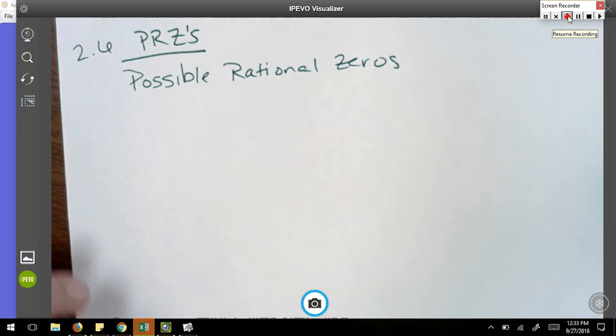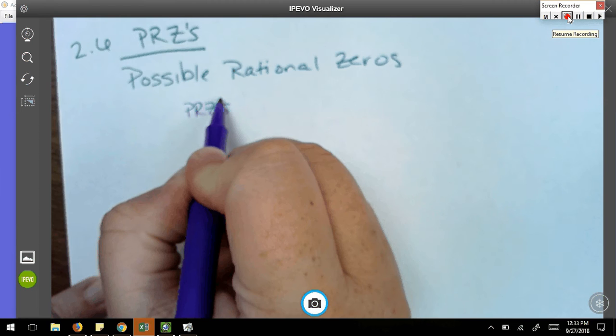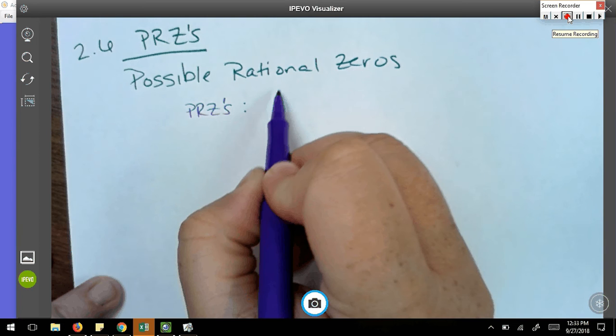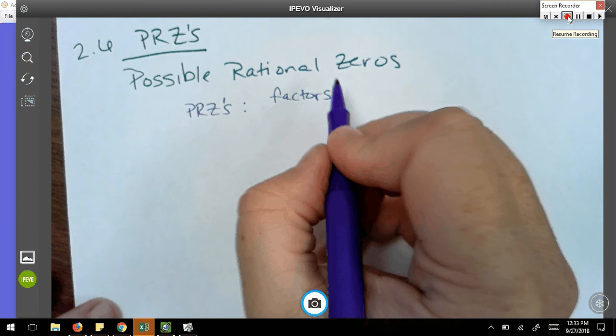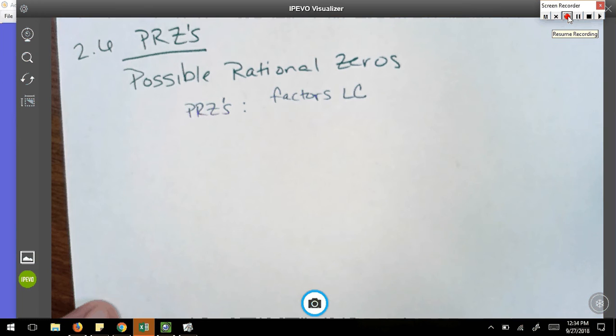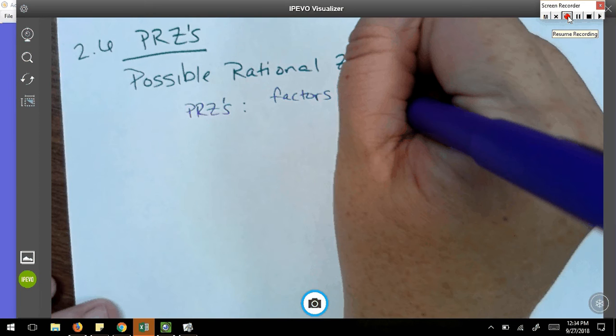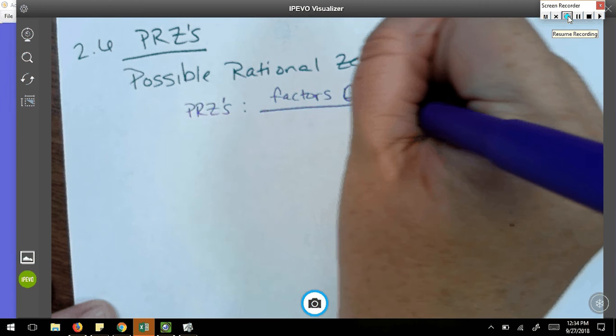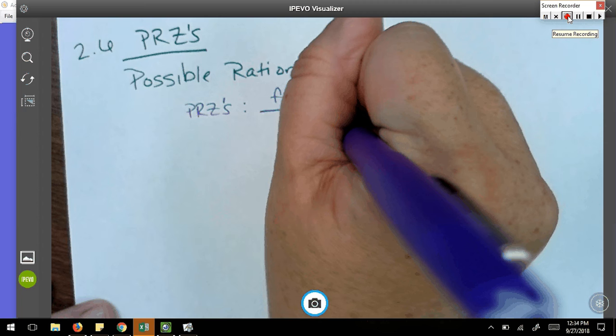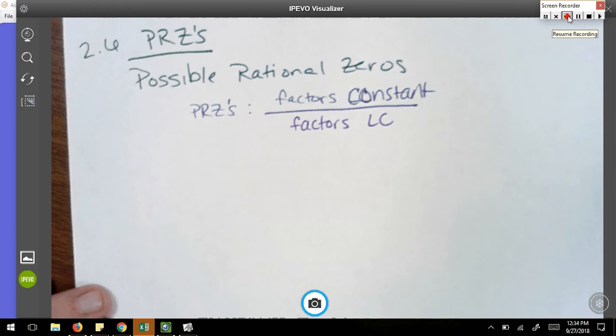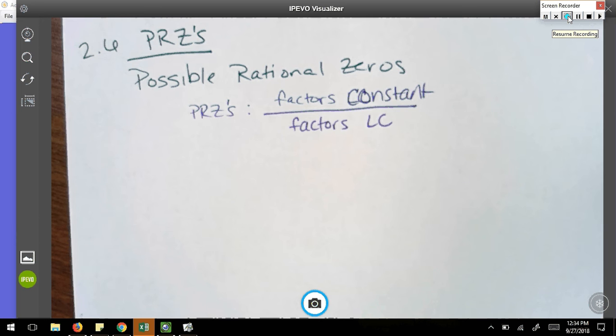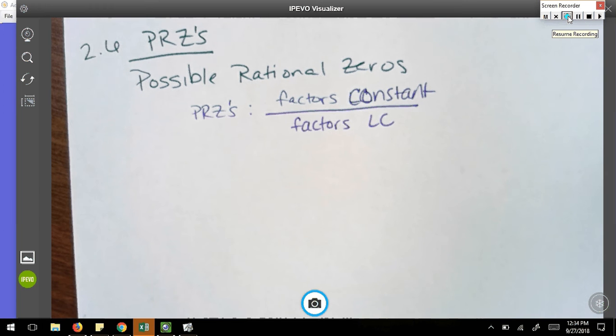So to find our PRZs, we're going to make a listing of all of the factors of the constant, divided by factors of the leading coefficient. So it's every single possible fraction you can make out of factors of the constant divided by factors of the leading coefficient. So let me show you what I mean.